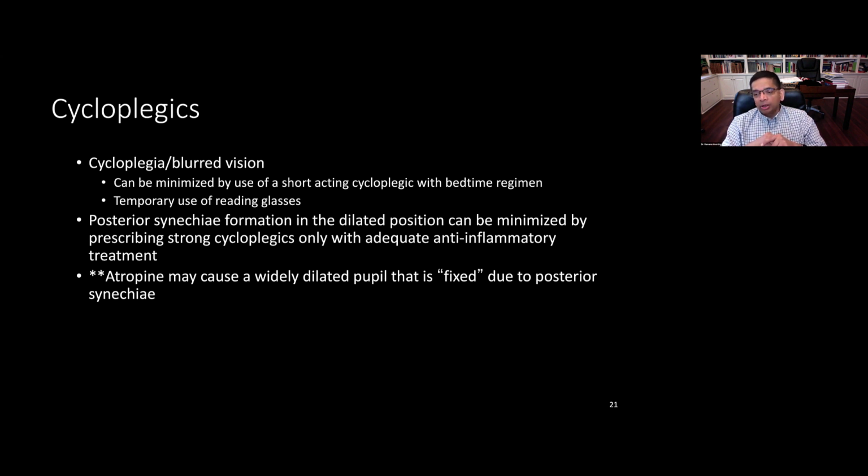Also, one thing you have to be careful about is if you use a very long-acting agent like atropine long-term, the patient sometimes develops a large fixed dilated pupil because of posterior synechia formation. A dilated pupil is very problematic because it induces a significant amount of photophobia, monocular diplopia and other complaints. So atropine may cause a widely dilated pupil that's fixed due to posterior synechia if you're not careful. Once the acute inflammatory process is under control, atropine can be switched out to something milder like cyclopentolate, which is what I typically use.